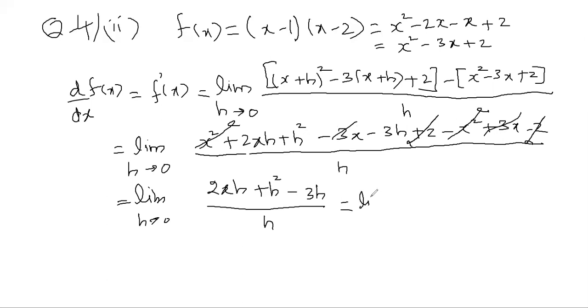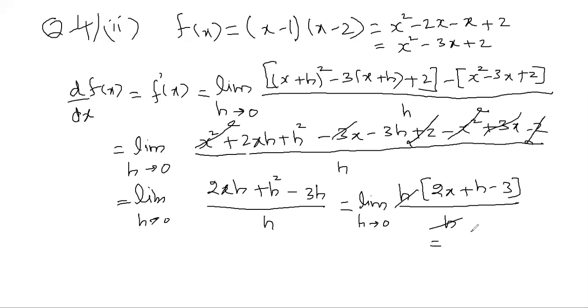Now take out common h. So limit h tending to 0, h is common, so 2x plus h minus 3 will be left divided by h, and h cancel. Substitute the value of h. So 2x plus 0 minus 3. So answer is 2x minus 3.